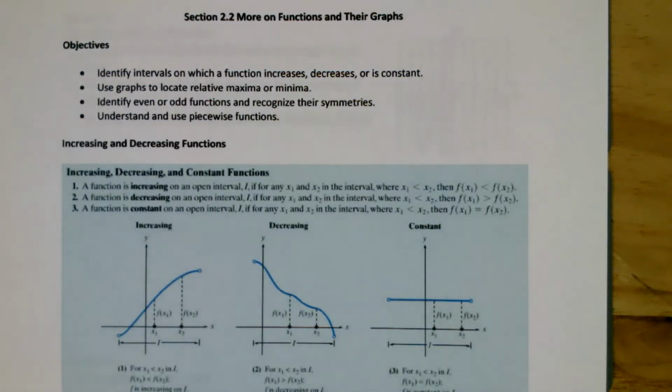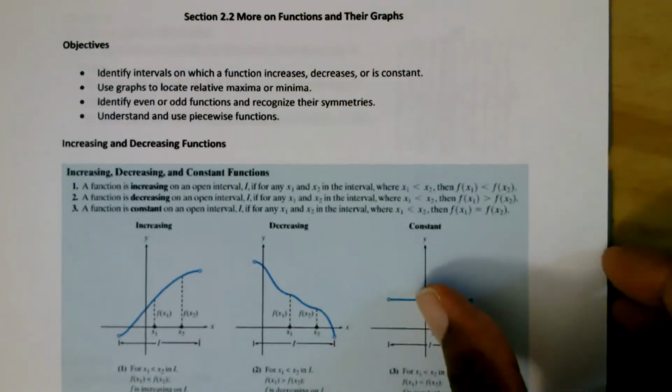In this case, there's more things that we're going to talk about that are related to functions and graphs, like identifying intervals in which the function increases, decreases, or is constant, locating relative maxima and relative minima, also identifying even and odd functions and recognizing their symmetries. And we're going to understand and use piecewise functions. So this is just more stuff on functions and graphs.